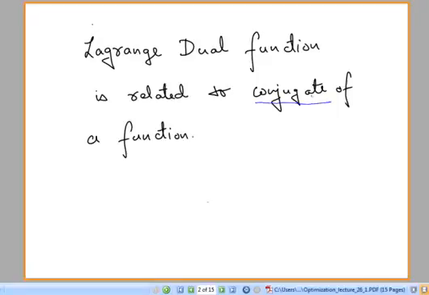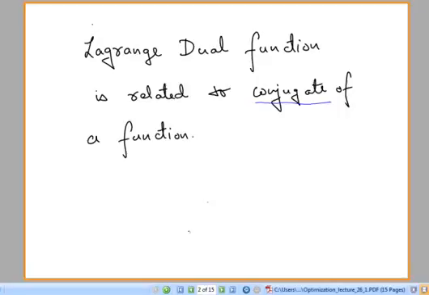I'm pretty sure you have never heard about what we mean by the conjugate of a function. All you know is the conjugate from complex analysis. Maybe in functional analysis you might have heard about the conjugate of an operator, that is, the adjoint of an operator. So before talking about how the conjugate of a function is related to the dual problem, let's develop a little bit of understanding of the concept of conjugates of a function.